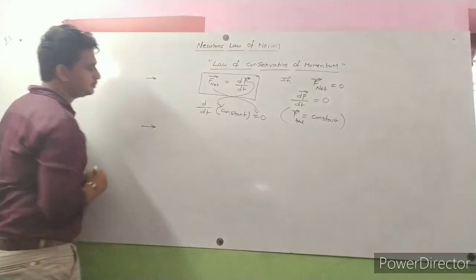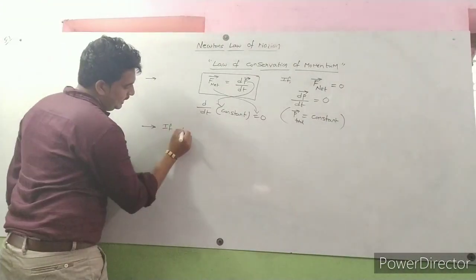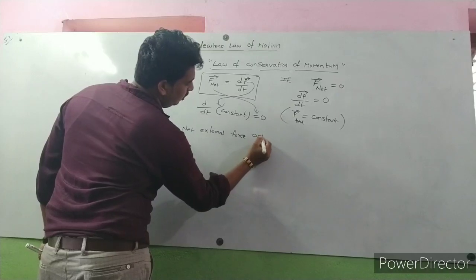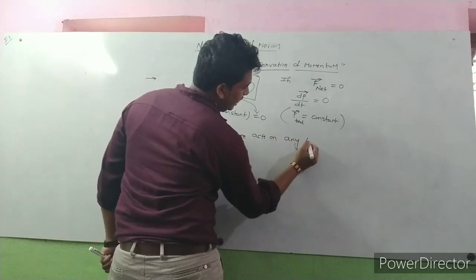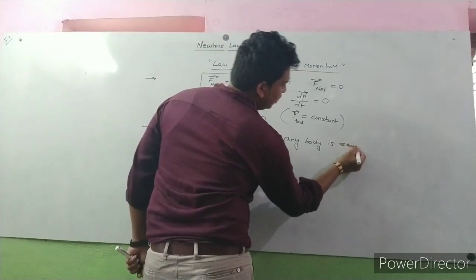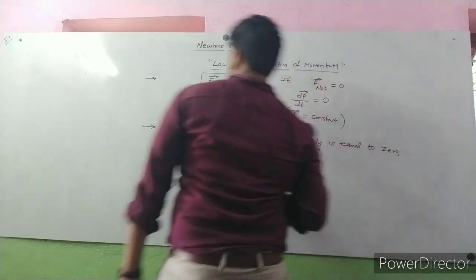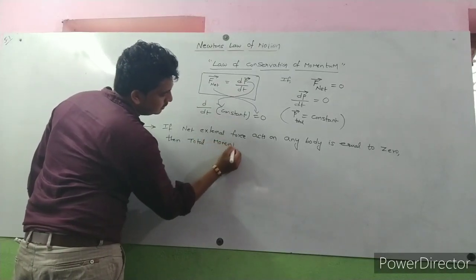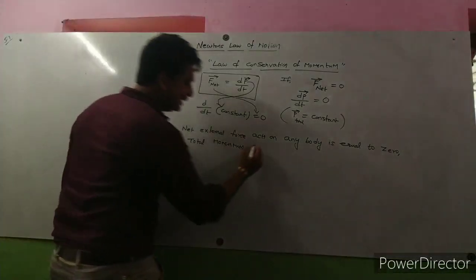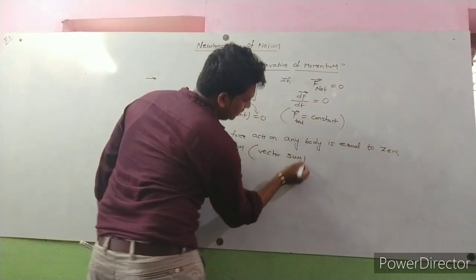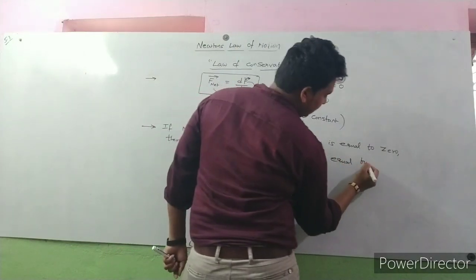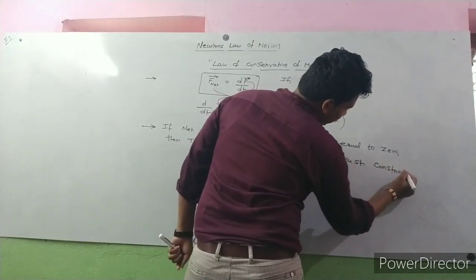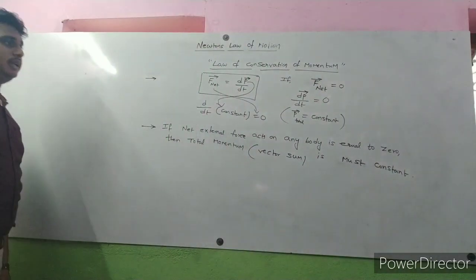So I'll write in words: if net external force acting on any body is equal to 0, then the total momentum vector sum must be constant. This is very important.